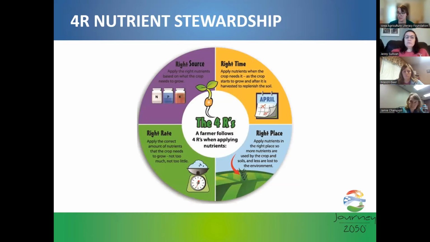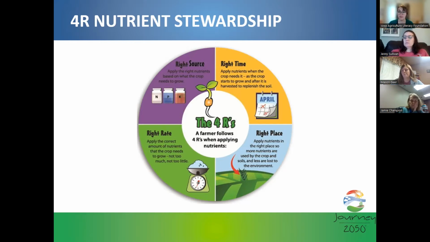So when the plant needs it. For instance, if you put nutrients on in January, there's not really plant growing at that time, so the plant isn't using it right away. That leaves more of a chance for that nutrient to leave the field. If you put it on right when it's going through that reproductive stage, right when it needs that extra boost of nutrient, that can be taken up faster and not leave the field.